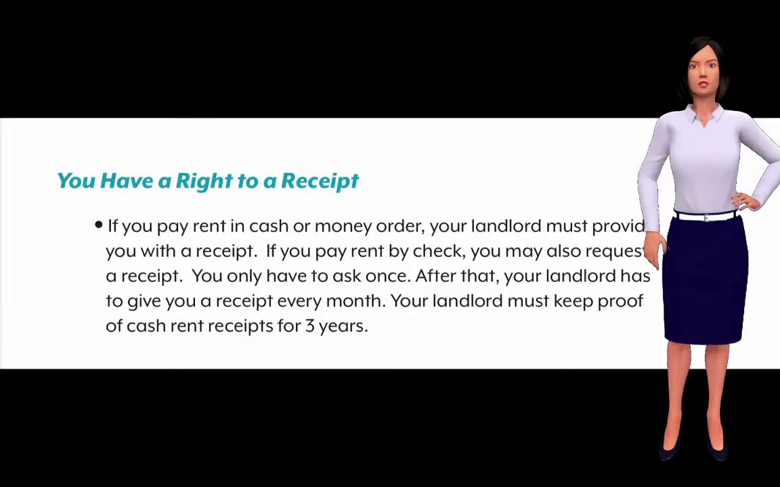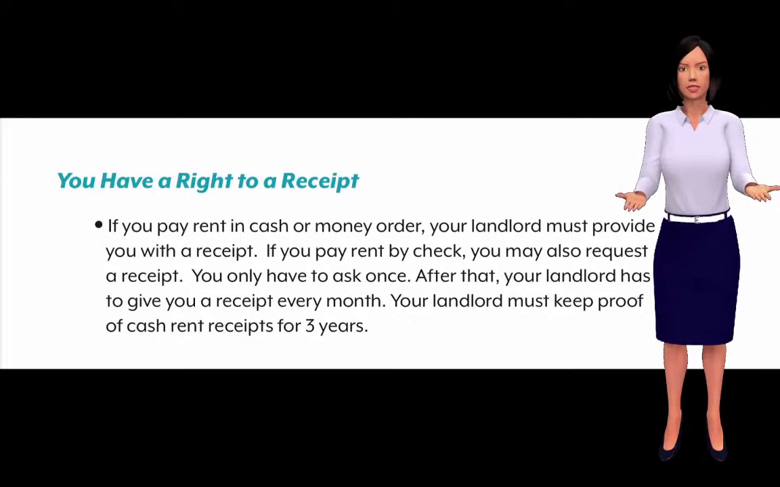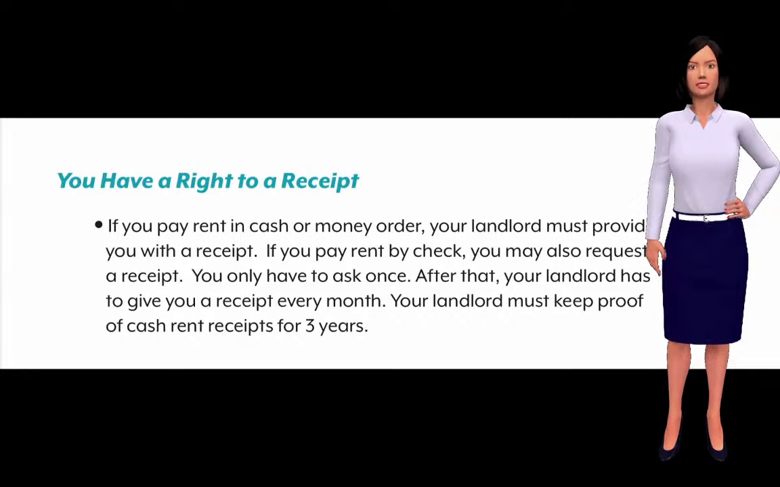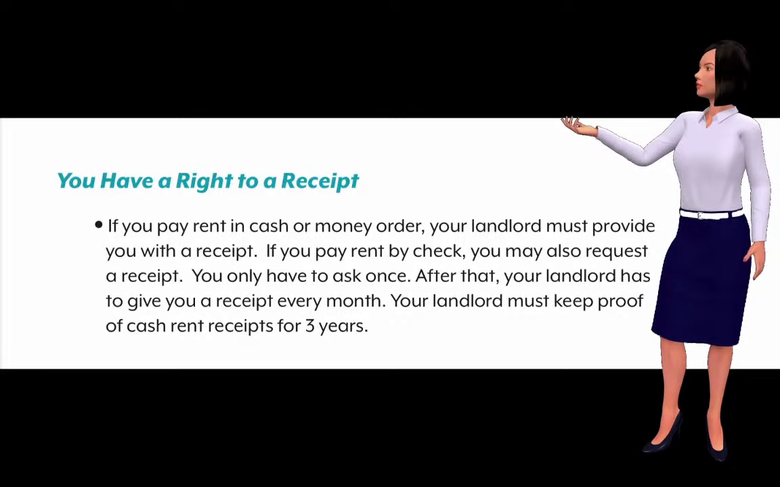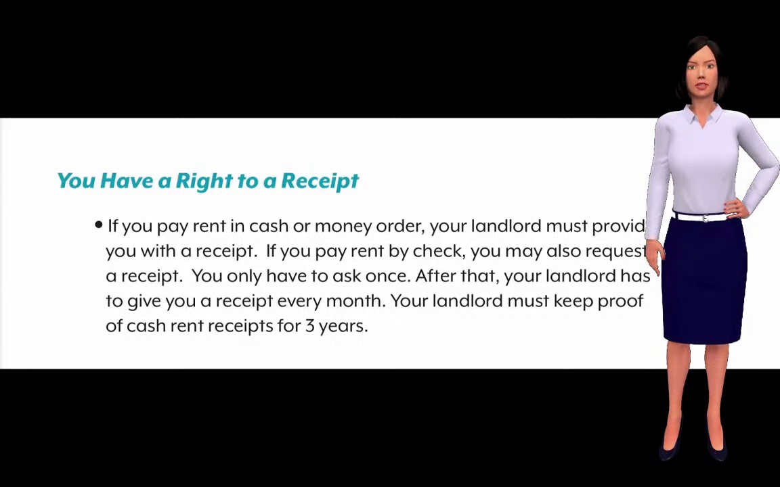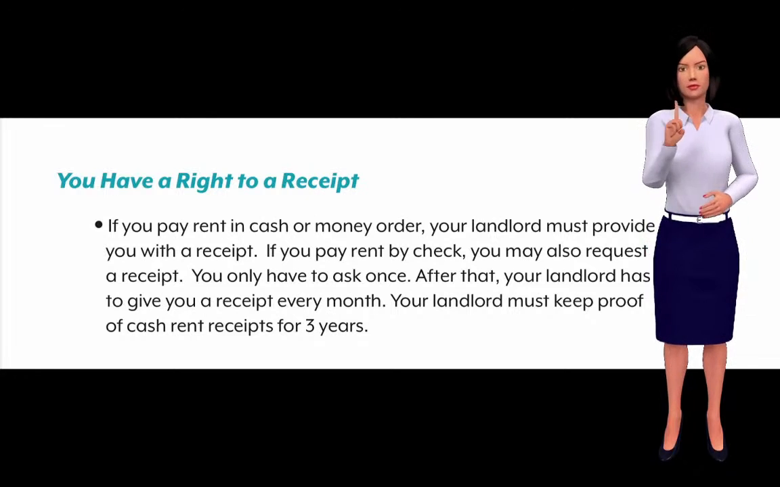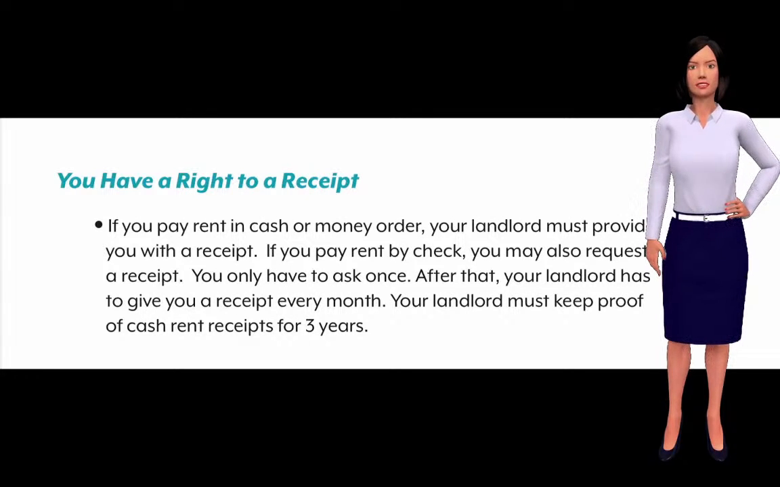You have a right to a receipt. If you pay rent in cash or money order, your landlord must provide you with a receipt. If you pay rent by check, you may also request a receipt. You only have to ask once. After that, your landlord has to give you a receipt every month. Your landlord must keep proof of cash rent receipts for 3 years.